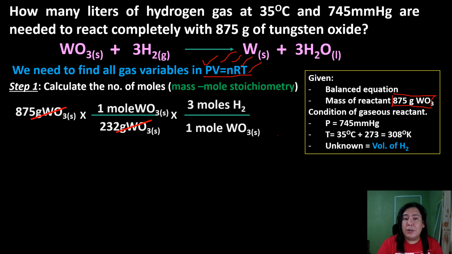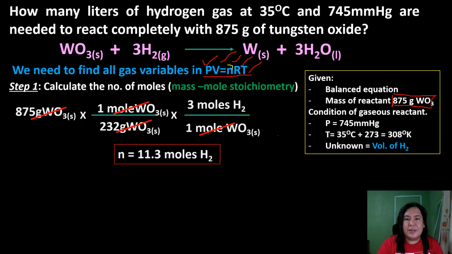So for every 3 moles of hydrogen gas, this is based on the balanced equation. For every 3 moles of hydrogen gas, there's 1 mole of tungsten oxide. So cancel the mole of tungsten oxide, and then you will get the number of moles of 11.3 moles hydrogen gas. So meron na agad kayong n sa PV=nRT. Okay, so na-compute nyo na si n. Okay, meron na kayo nito.